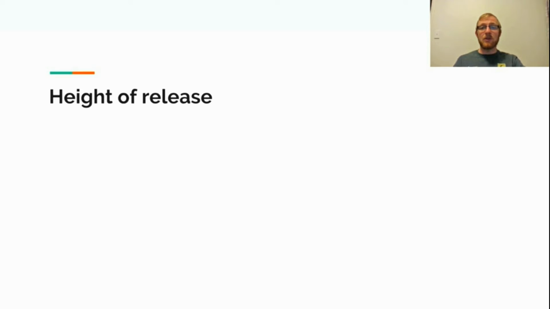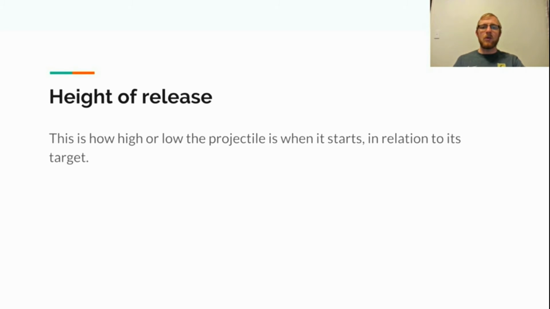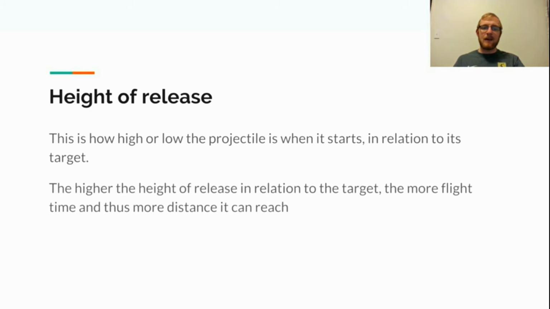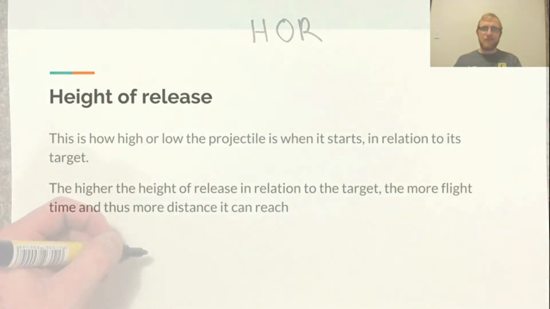The last factor we're going to talk about is height of release. This is how high or low a projectile is when it starts its flight in relation to the target. It might start above the target or it might start below the target. The higher the height of release in relation to the target, the more flight time it's going to have, and thus the more distance it can reach away from where it started.